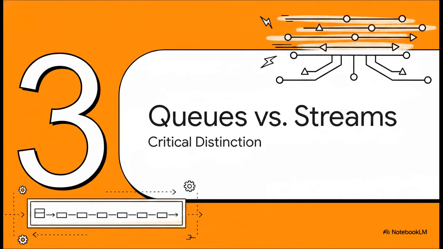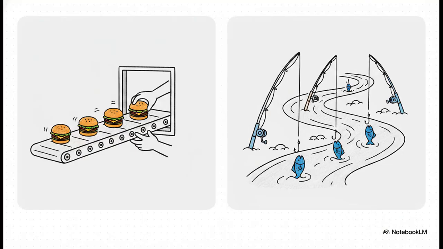Moving right along to part 3, queues versus streams. Now we hit the industry's biggest point of confusion, and getting this right basically dictates the rest of your system design. Understanding the difference here is non-negotiable. Queues, like SQS or RabbitMQ, are for parallelizing identical tasks. Think of it like a restaurant pickup line. One order goes to exactly one worker, they process it, and poof, it's deleted.